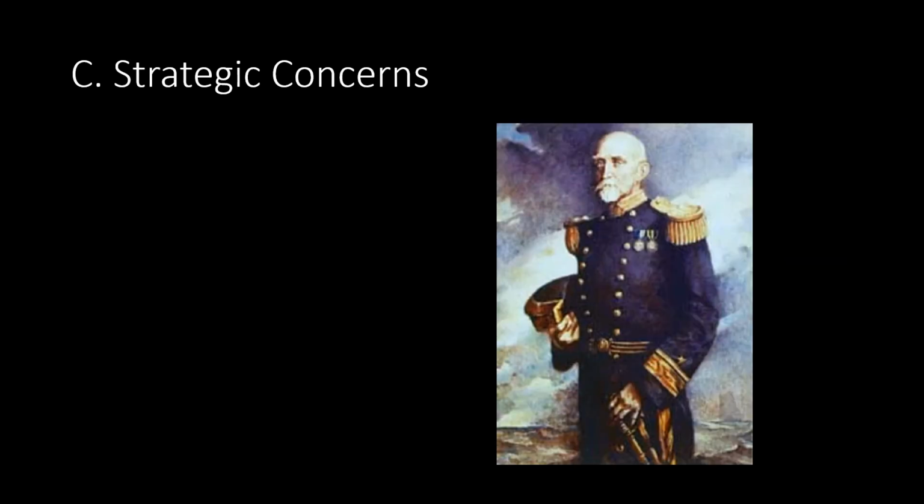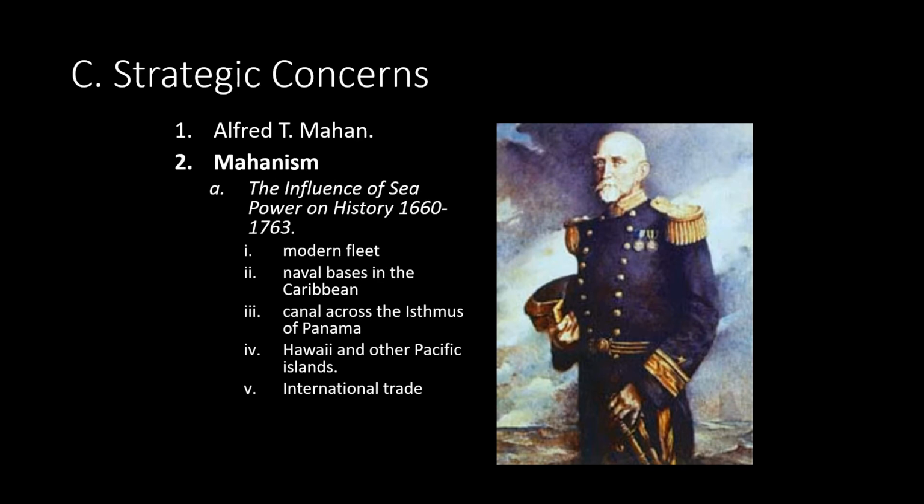Strategic concerns. Captain Alfred T. Mahan emphasized the importance of a navy in imperial expansion, which would be known as Mahanism. He wrote a book called The Influence of Sea Power Upon History, 1660 to 1783, published in 1890, that traced Britain's growth as a world power, linking it to the growth of sea power. If the United States were to emerge as a world power, the following things needed to happen.